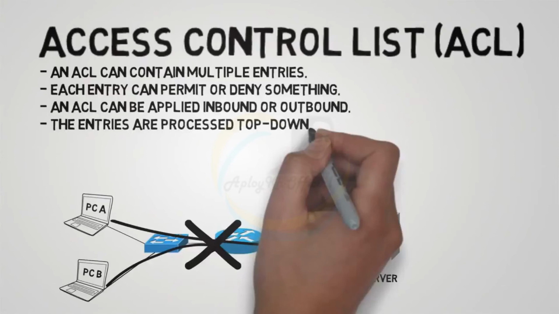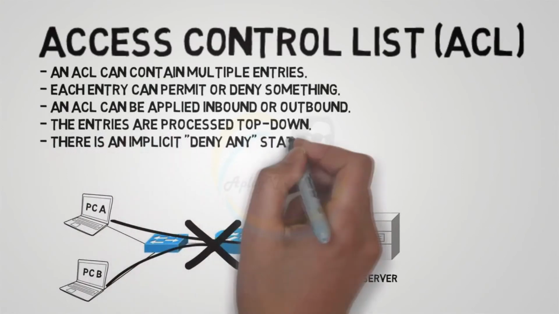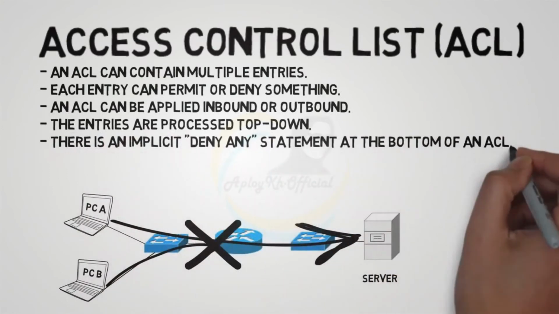Another very important concept is that there is an implicit deny any statement at the bottom of an ACL. We don't enter it, but at the bottom of every access control list, there is a statement that's going to block all traffic, which means that if you don't go in and explicitly permit something, then it's going to be denied. If you just go in and create an access control list with one statement, and that one statement says block PC B's IP address, if that's all you do in that access control list, then everybody's going to be blocked, because there is that implicit deny any statement at the bottom of an access control list.